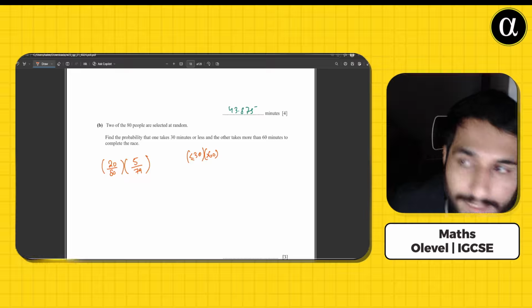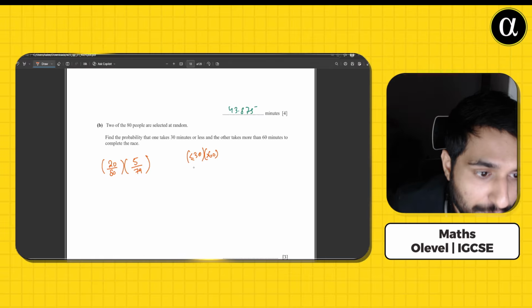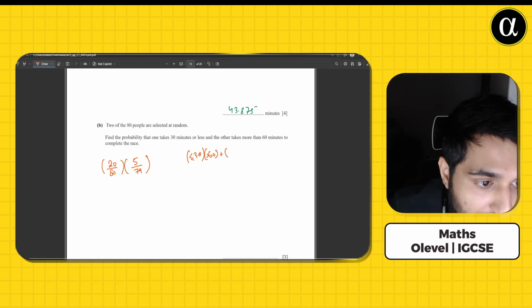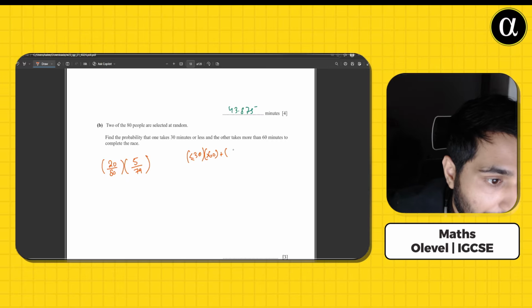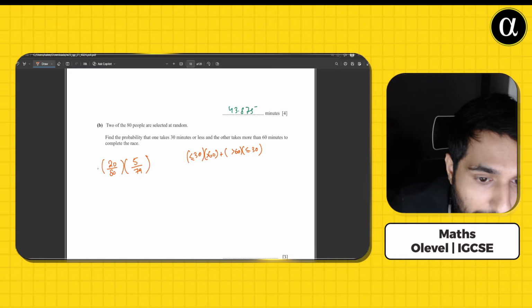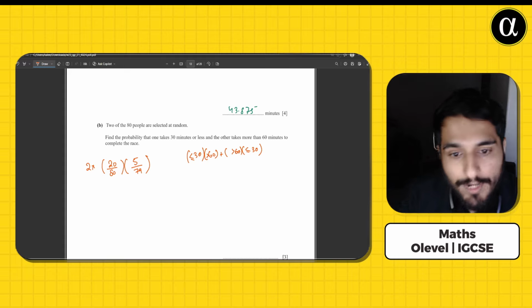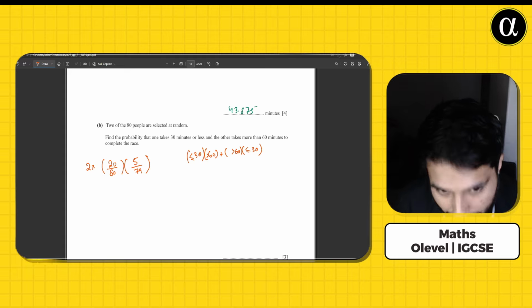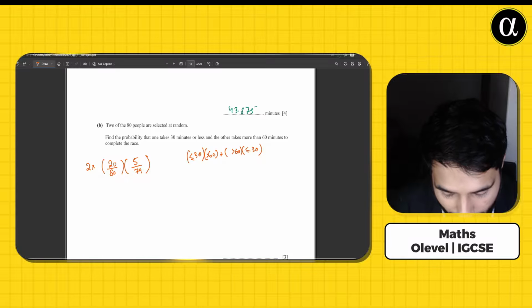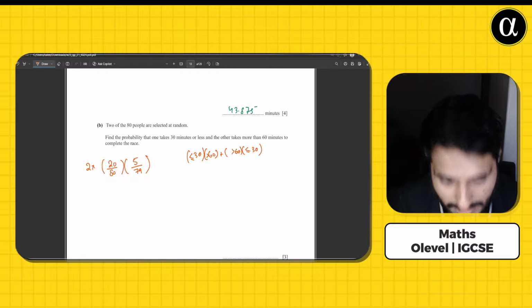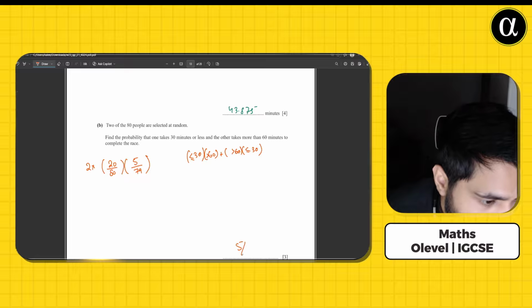But there could be another possible option as well. That can be that you first select greater than 60, and then you select less than 30. So that means this probability should be multiplied by 2 as well, because there were two possible arrangements. And what we're going to do is, it's going to be 2 into 20 into 5 divided by 80 and 79. 80 into 79, that gives us 5 over 158 as the answer.